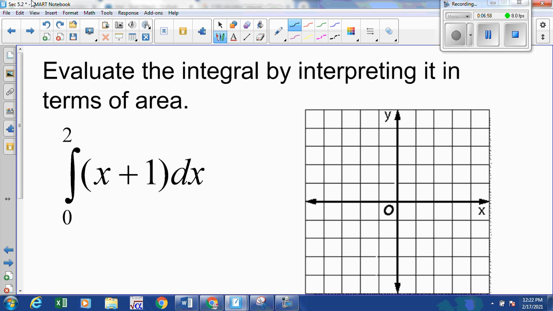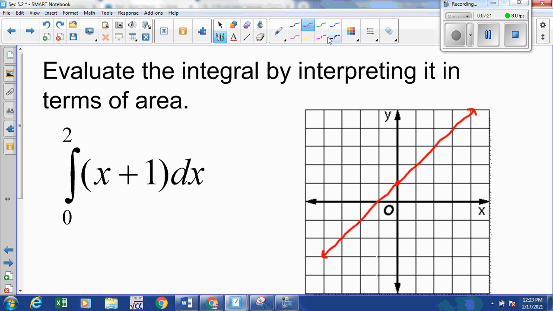Now, understand, what are we doing when we solve an integral? If we have the integral from 0 to 2 of x plus 1, we could do our whole limit of our Riemann sum. But in this case, because it's just a straight line, x plus 1, we have a y-intercept of 1. Our slope is 1, so we get this line.